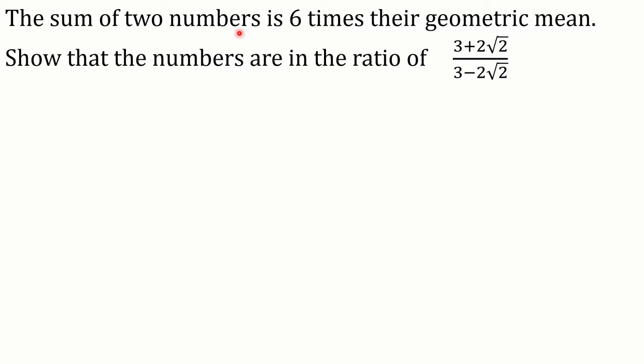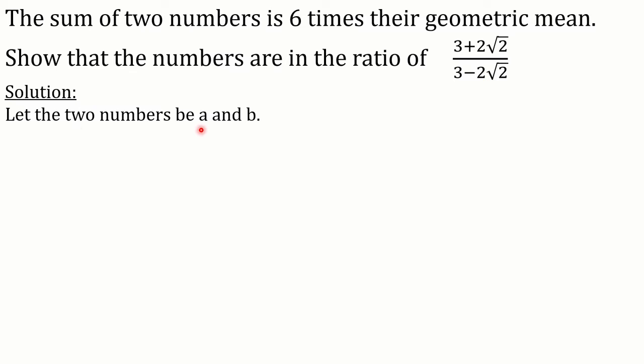The sum of two numbers is 6 times their geometric mean, so that the numbers are in the ratio of (3 + 2√2)/(3 − 2√2). Solution: let the two numbers be a and b. So, we need to show that a/b is equal to this much.